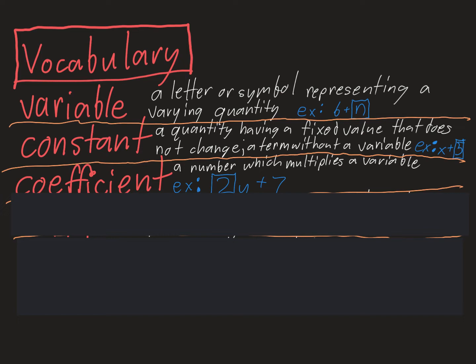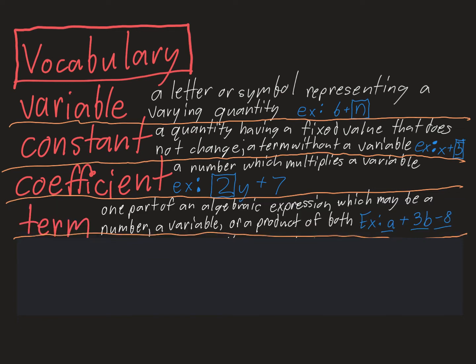A coefficient is a number which multiplies a variable. For example, 2y plus 7 has a coefficient of 2. The 2 is multiplied by the y. Remember, if we have a coefficient, we do not have to write the times symbol.